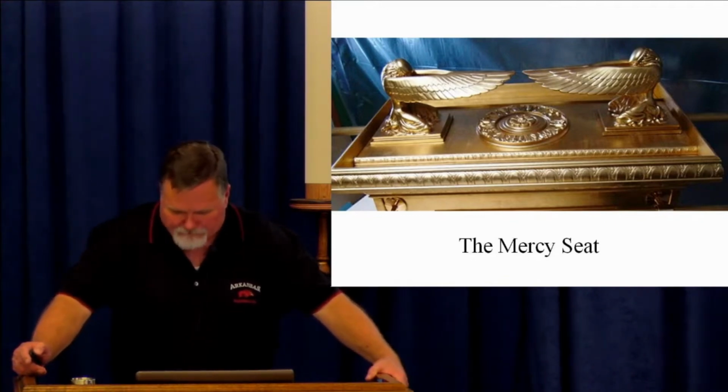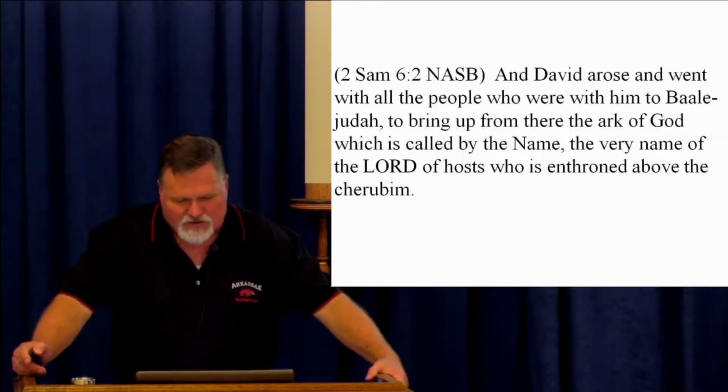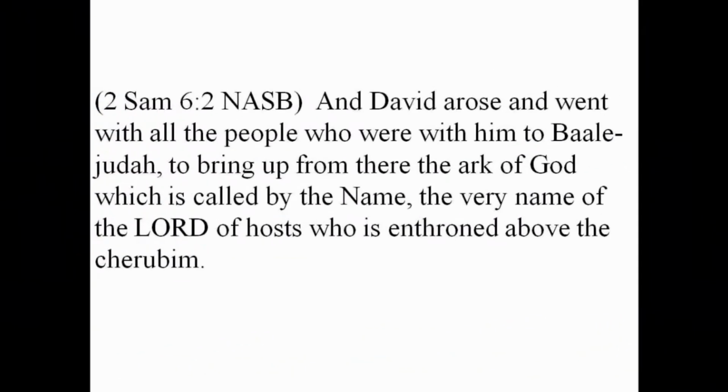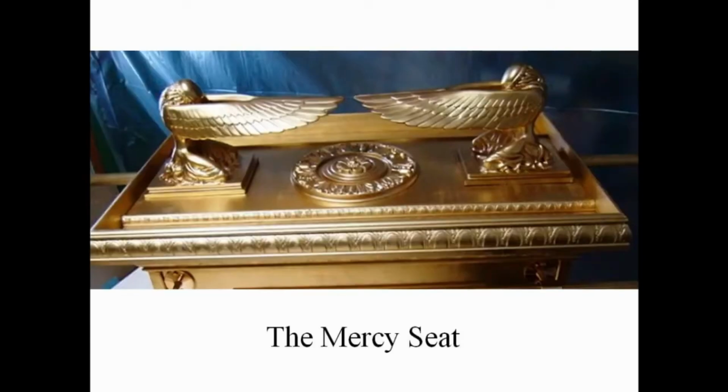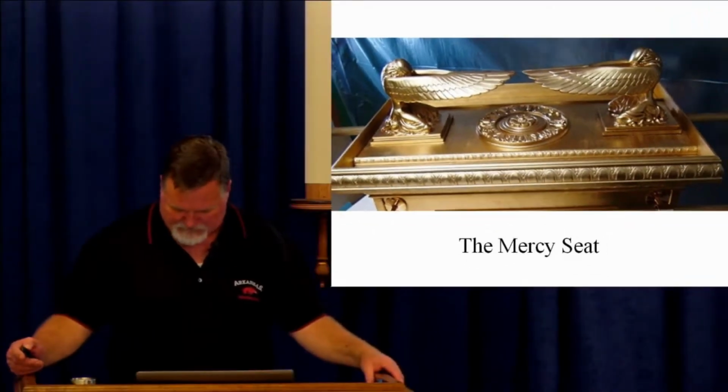But in 2 Samuel 6, verse 2, and David arose and went with all the people who were with him to Baalah Judah to bring up from there the ark of Elohim, which is called by the name, the very name of the Yahweh of hosts, who is enthroned above the cherubim. Now, this is the mercy seat. That's the lid to the ark. It's called the mercy seat.